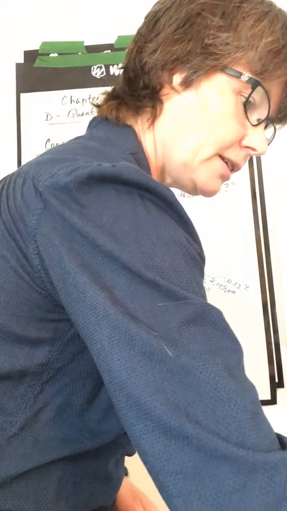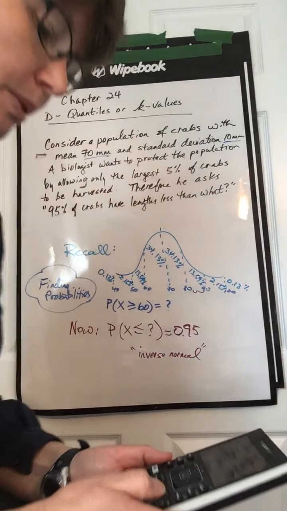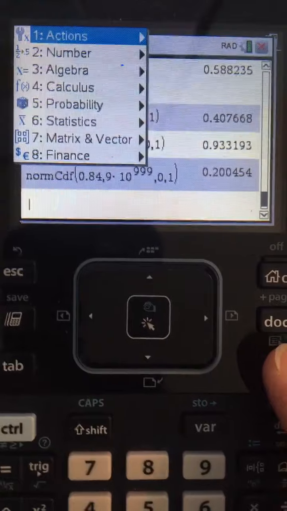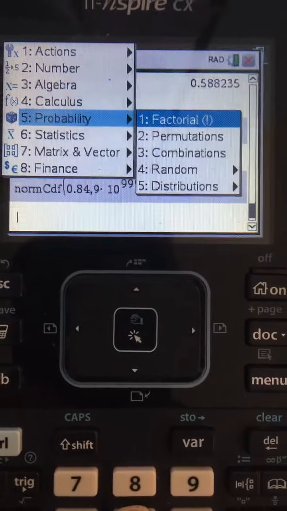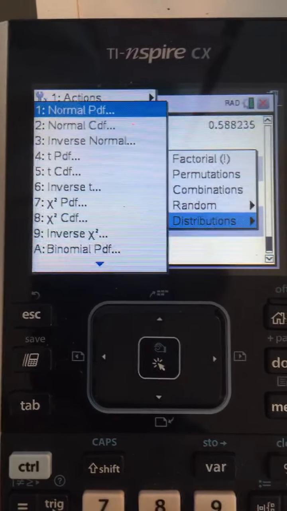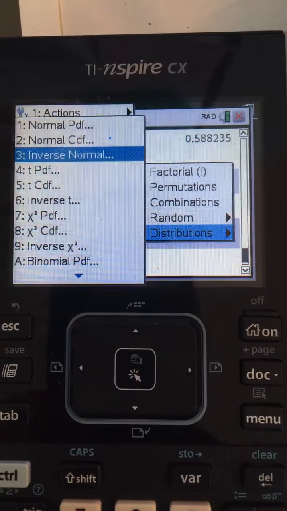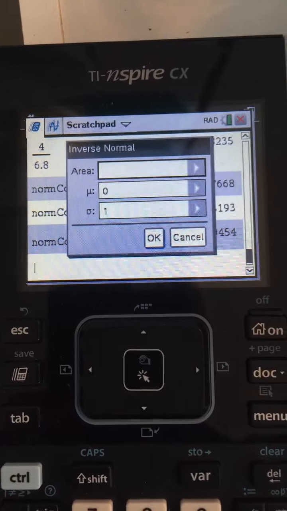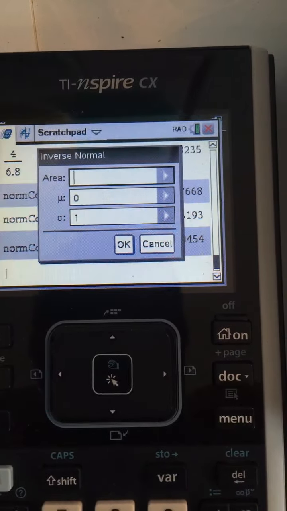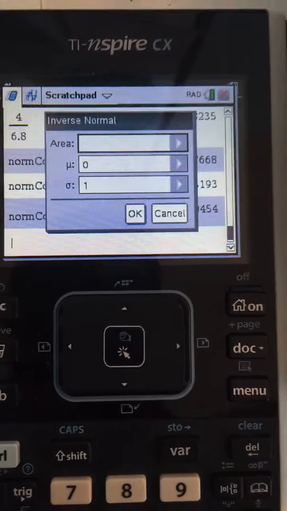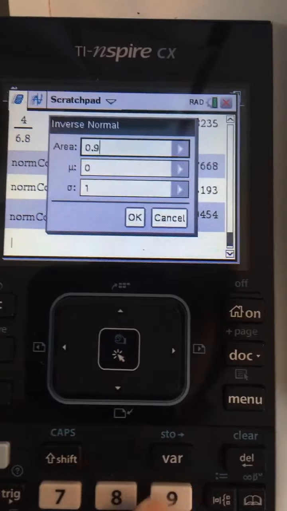What we actually do in our calculator for this is get the old trusty TI-Nspire out, and we say menu, probability, distributions, normal, inverse norm. If we know the probability and we're trying to find the k-value, we use inverse norm. Now it asks for the area, and this refers to the area under the curve. Referring to calculus, the area under the curve is the probability. So in this case, we're looking for 0.95.